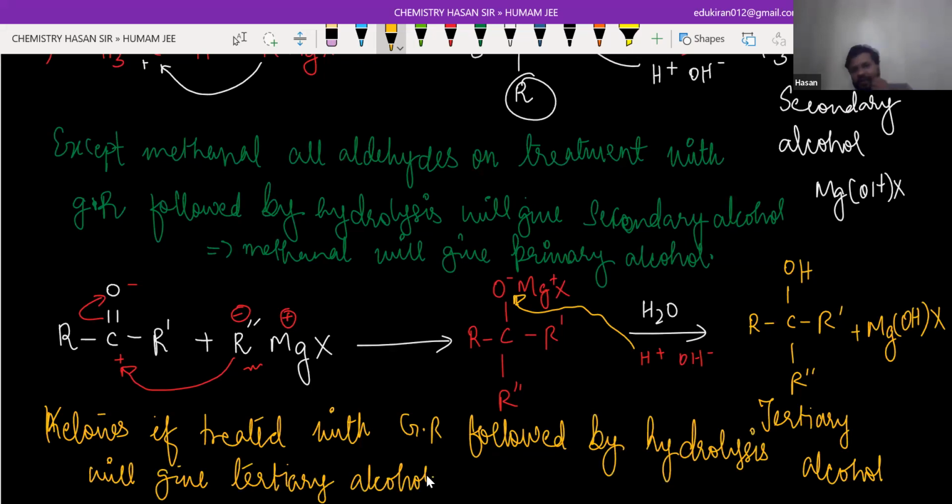When they ask you, if a carbonyl compound is treated with Grignard reagent followed by hydrolysis, and tertiary alcohol is formed, what is that carbonyl? That is your ketone. Or if a ketone is treated with this, what type of degree is formed? That is your tertiary. Very simple it is.